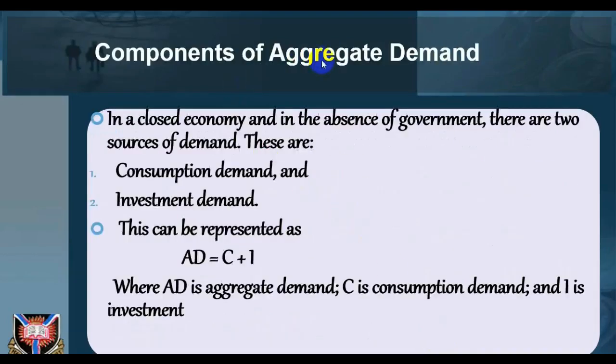Components of aggregate demand. In a closed economy and in the absence of government, there are two sources of demand. They are consumption demand and investment demand. This is represented as aggregate demand equals C plus I, that is consumption plus investment, where AD is aggregate demand, C is consumption, and I is investment.